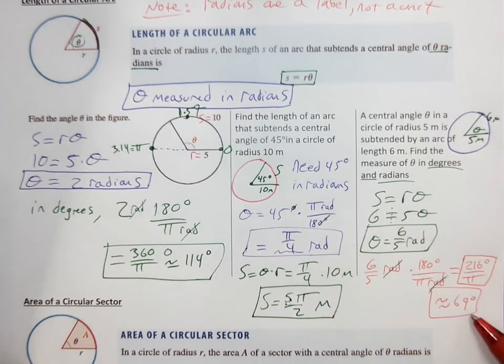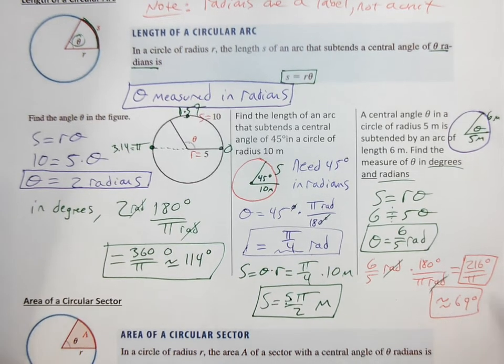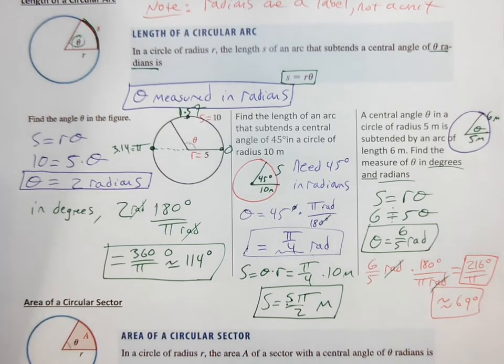When I wrote 69 degrees, I wrote these squiggly equal signs, which meant that I was rounding. And so this is not rounded. That's actually a nicer answer, in my opinion. But I just wanted to be clear what's going on there. Other questions?